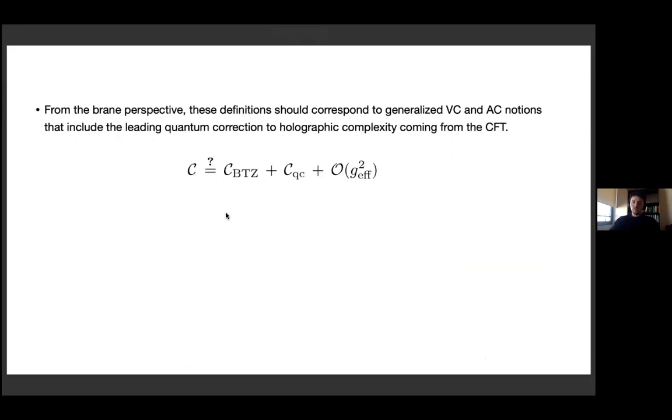So from the brane perspective, we expect that these definitions should include the quantum corrections to holographic complexity coming from the state of the conformal field theory on the brane. And this is one thing that we will check. And in fact, we will show that volume complexity admits such an expansion, whereas action complexity does not seem to admit such an expansion.